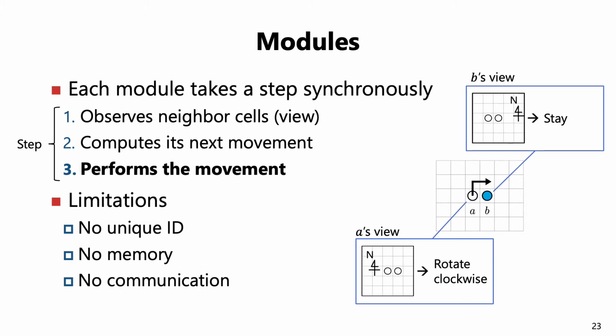But modules have these limitations. They don't have unique IDs, so they don't know who is module A and B from their view. Also, modules don't have memory, so they don't know how they moved in the previous steps. They can't communicate with each other. In other words, the only possible communication between modules is changing their positions.